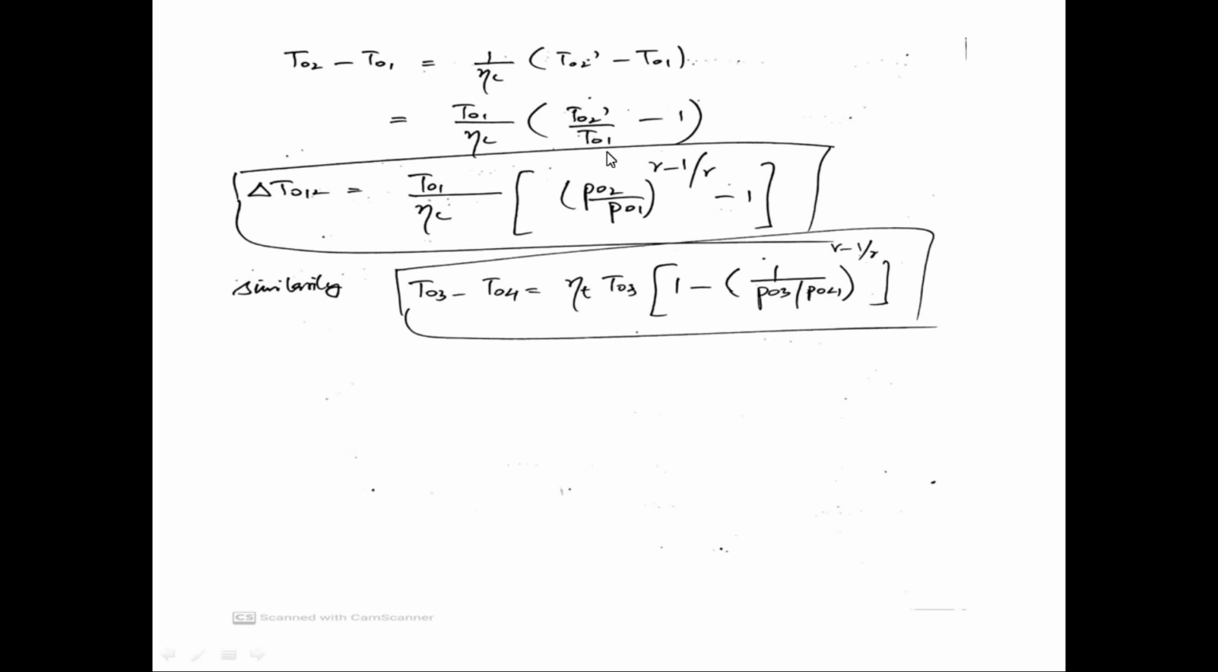If you recall from the isentropic expression, you can write the temperature in terms of the pressure ratio as well as the pressure ratio in terms of the temperature ratio. So we can now write T02 dash by T01 as P02 by P01 raised to power gamma minus 1 by gamma. And similarly, the net stagnation temperature decrease for the turbine can be written as efficiency of the turbine times T03 into 1 minus 1 over P03 by P04 raised to power gamma minus 1 by gamma.